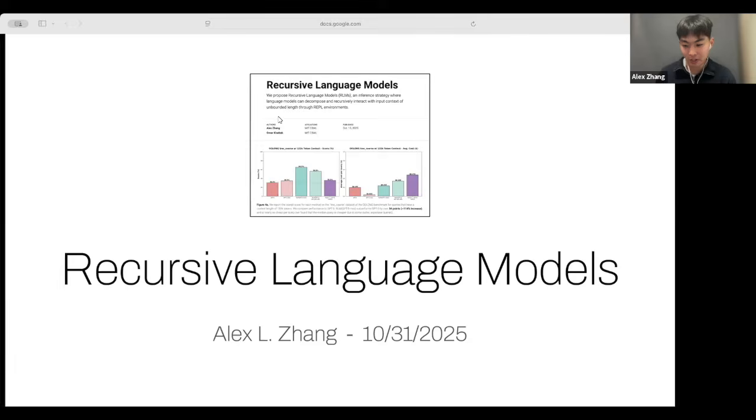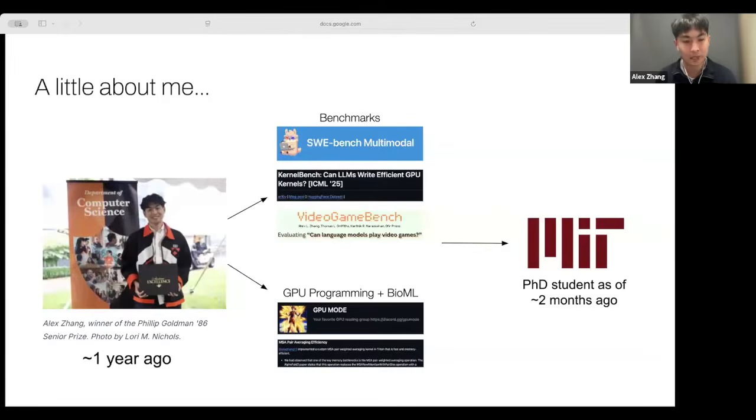So I figured maybe it might be useful to tell a little bit about me and how I got here and where this idea came from. I did my undergrad at Princeton. I graduated about a year ago. During this time I was working a lot on RL and text related stuff, like RL for text games. I got involved with the SweBench team on SweBench multimodal, and I started doing a bunch of benchmarking work.